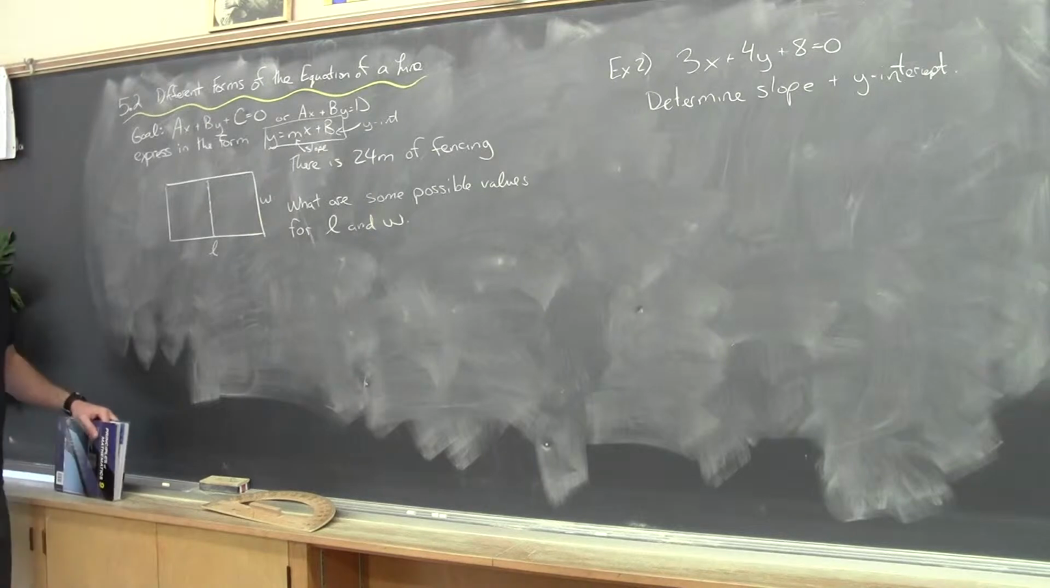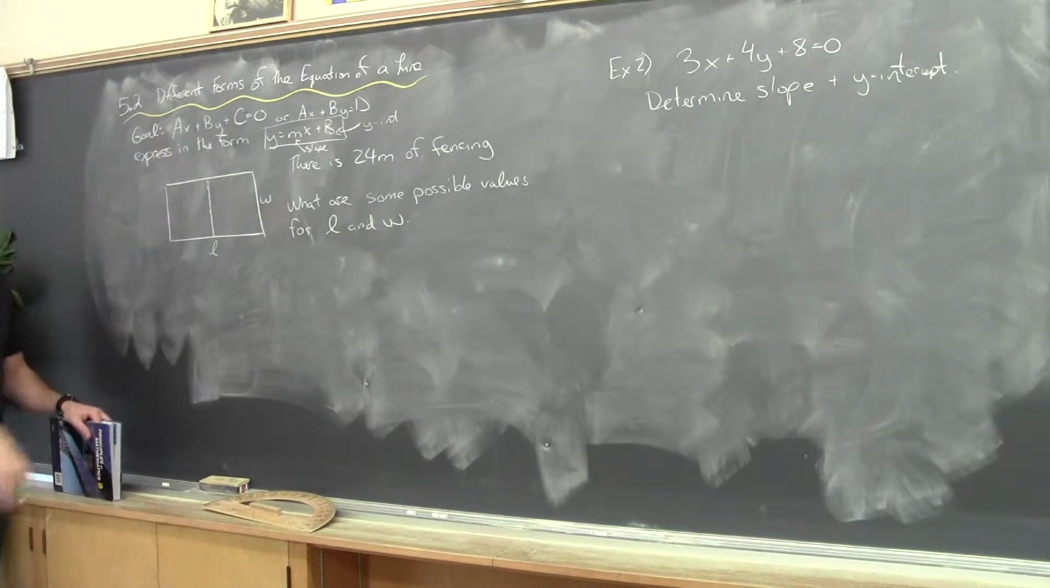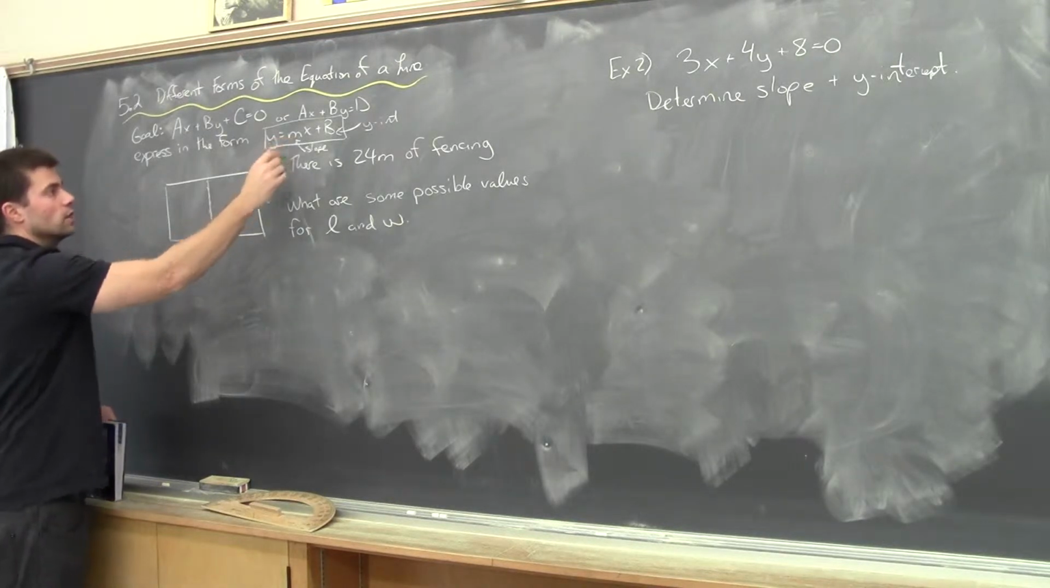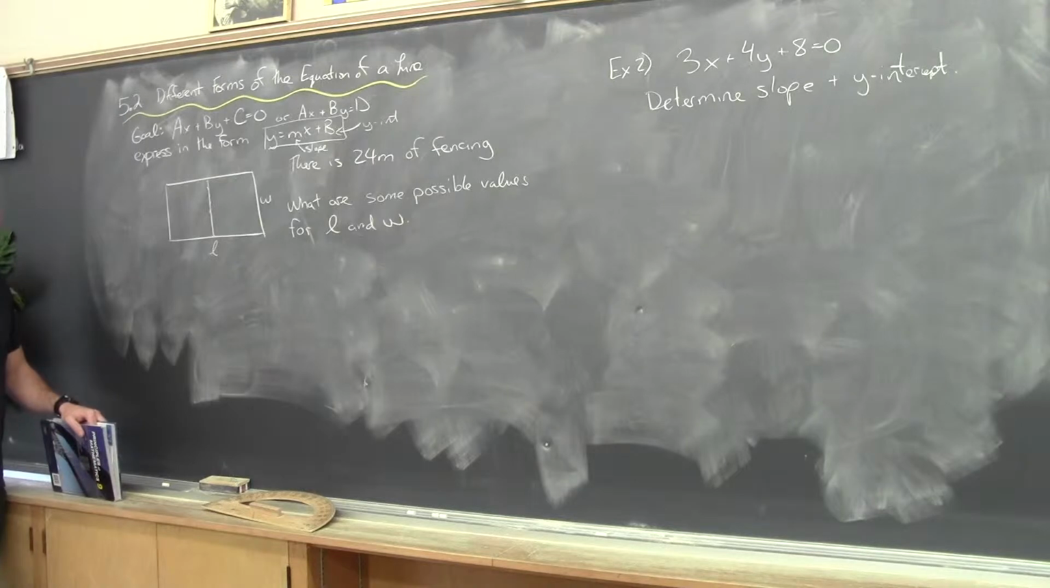So it's important that we practice rearranging formulas to keep y on the left-hand side and the x variable on the right-hand side. That way we'll rearrange it to have the formula y equals mx plus b. So the first example says there's 24 meters of fencing. What are some possible values for L and W?